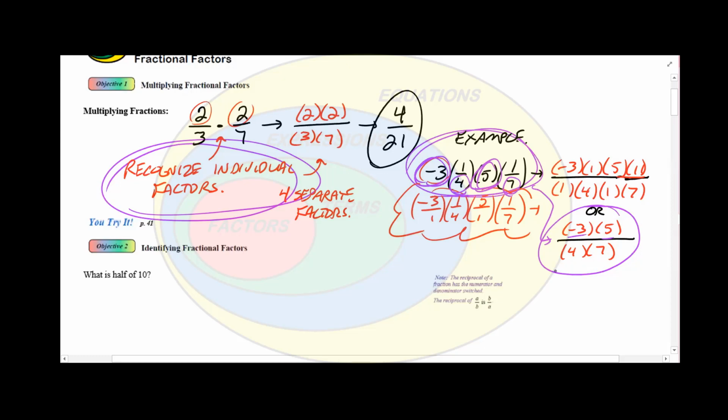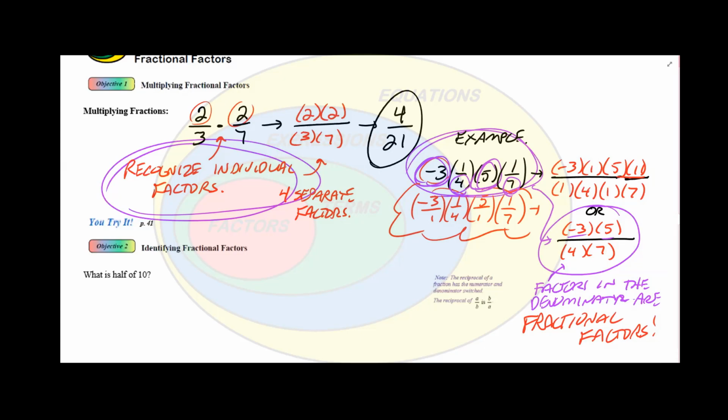So what we call the factors in the denominator are fractional factors. So when I have a 4 in the denominator, the factor is actually 1/4. It's a fraction. 7 in the denominator, it's 1/7.